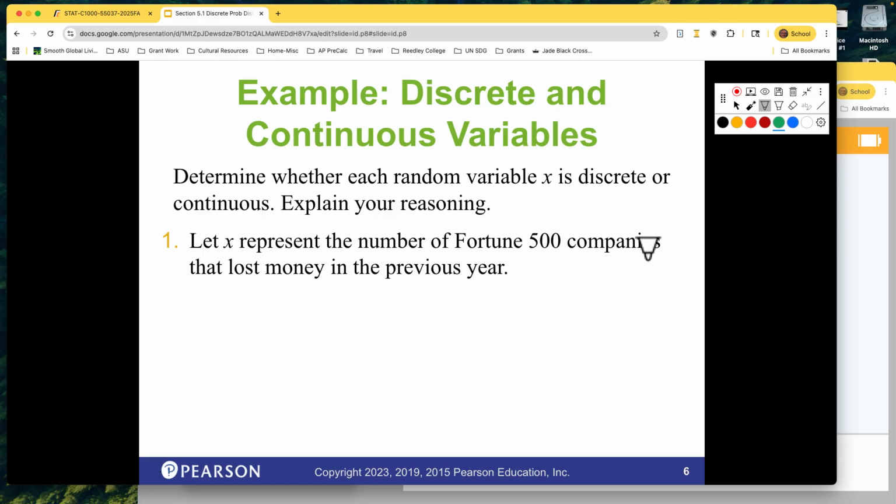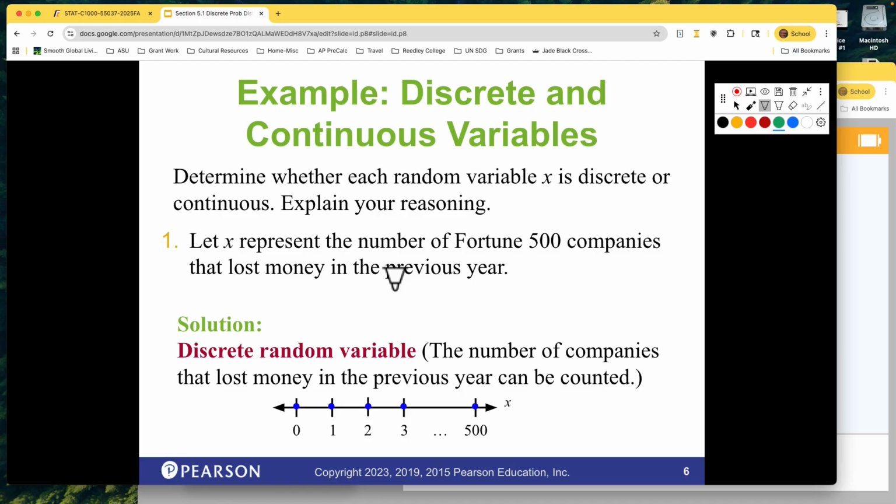So these are just examples. If we let the random variable X represent the number of Fortune 500 companies that lost money in the previous year, is that going to be discrete or continuous? 500 companies, the number that lost money. Discrete. Why? Because you can't have 1.5 companies that lost money. You either lose it or you don't, right? And we're going to see that's also called a binomial experiment. That's our second part of today. It's a special type of random variable. But yes, that is discrete.